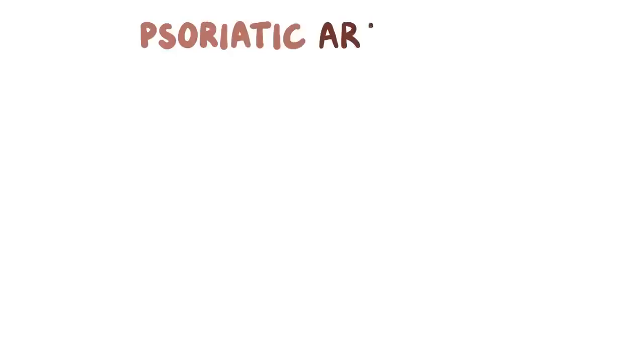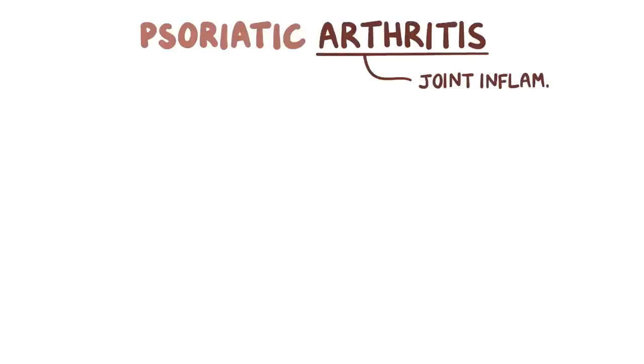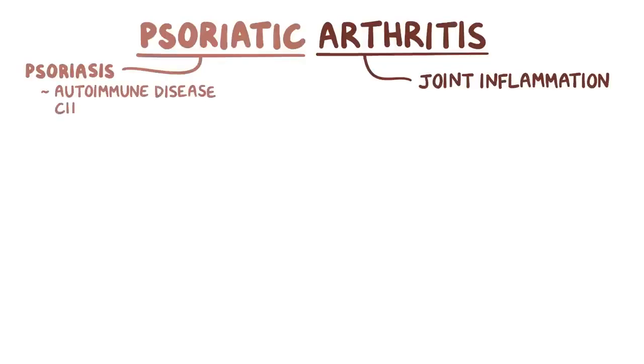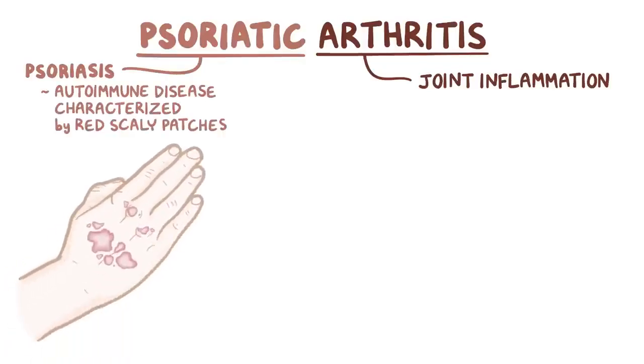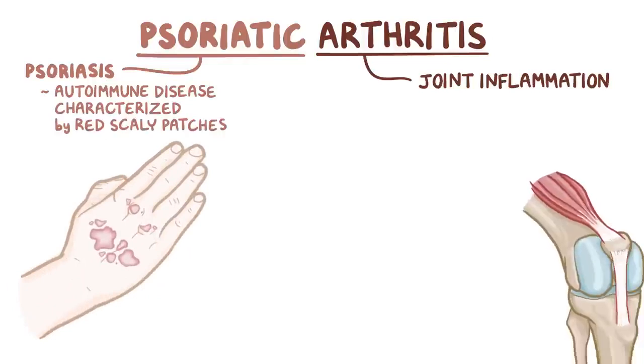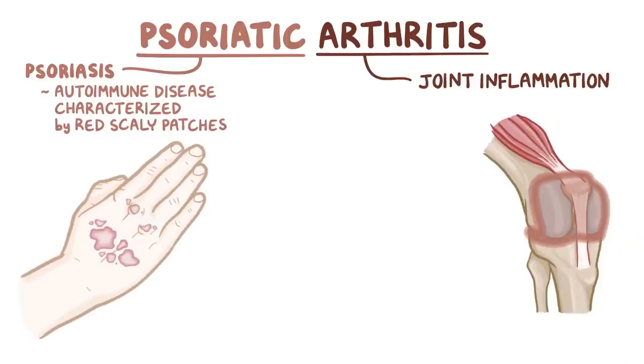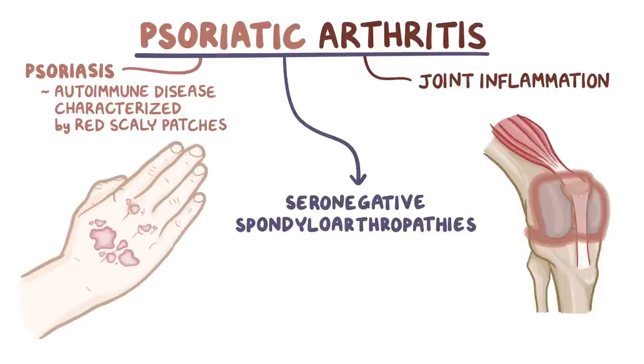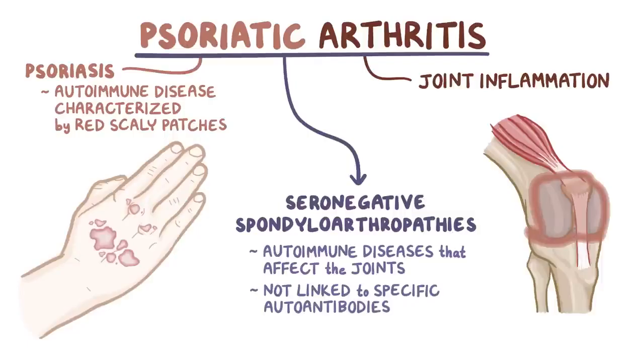In psoriatic arthritis, arthritis means joint inflammation, and psoriatic refers to psoriasis, which is an autoimmune disease characterized by red scaly patches in the skin. So psoriatic arthritis is a type of joint inflammation that happens in individuals with psoriasis. Psoriatic arthritis is also one disease in a group of diseases called seronegative spondyloarthropathies. Spondyloarthropathies are autoimmune diseases that affect the joints, and they're seronegative, meaning that there aren't any specific autoantibodies linked to them.